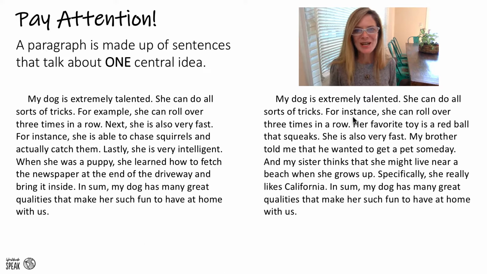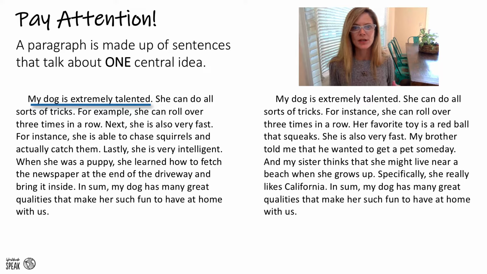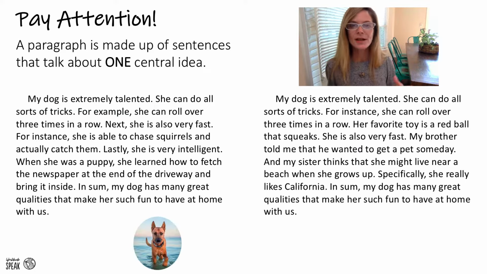Okay, thanks for taking the time to read those two paragraphs. As you can see in the first paragraph, I talk about how talented my dog is, that she can roll over and she's super fast, she can chase squirrels, and she's really smart because she learned how to fetch the newspaper at the end of the driveway and bring it back when she was just a puppy. So the only thing I'm talking about in that first paragraph is my awesome dog and how talented she is. So it's super easy for the reader to follow along because I'm just talking about one thing.